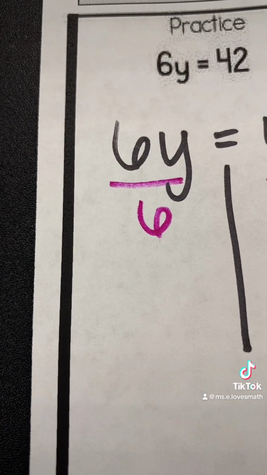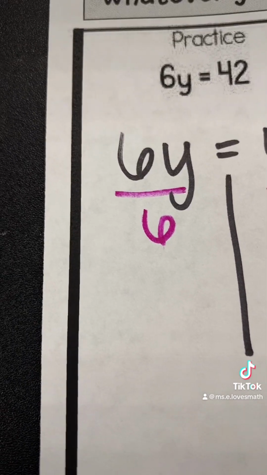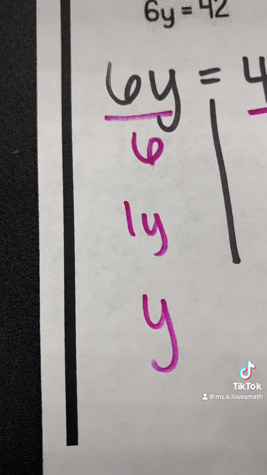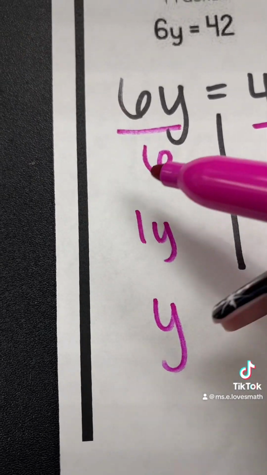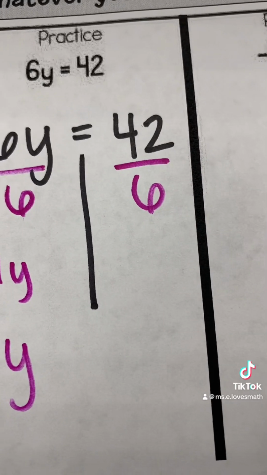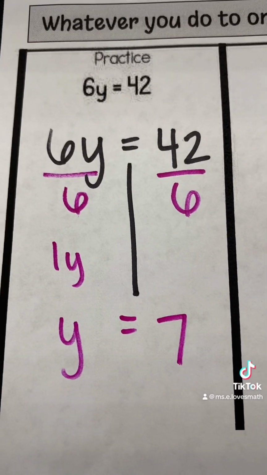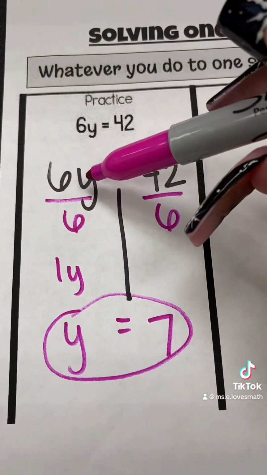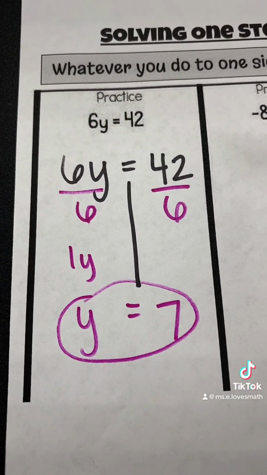6 divided by 6 equals 1. So we have 1y, which is just y, which is exactly what we want. Whatever we do to one side, we need to do to the other. 42 divided by 6 is 7. You can check yourself. 6 times 7 equals 42.